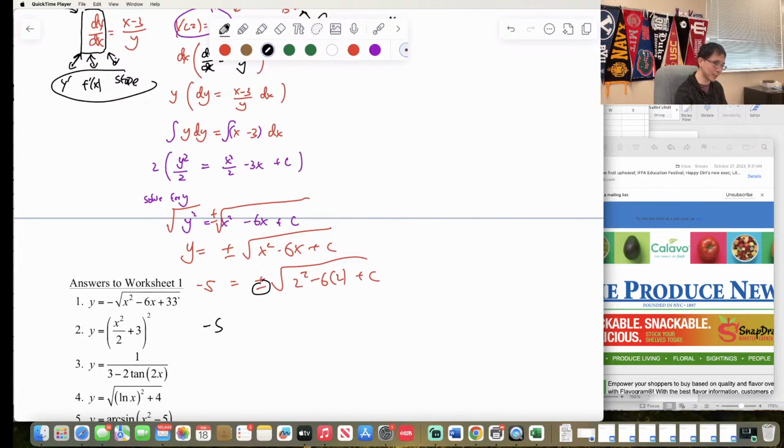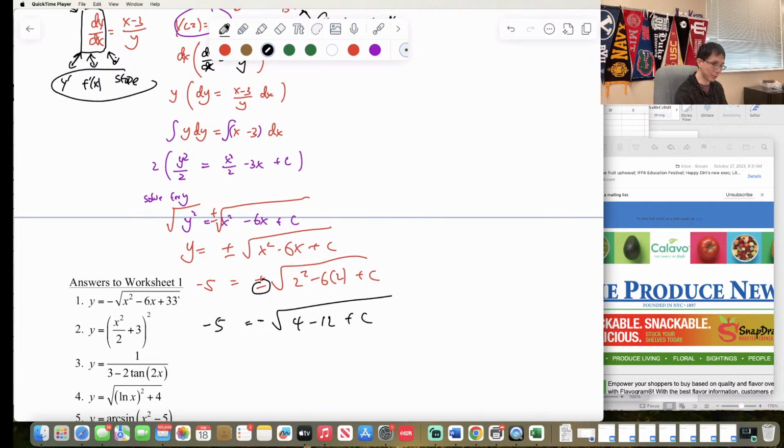So I'm going to rewrite this. I'm going to say -5 equal to negative 4 minus 12 plus c. And I'm going to choose the negative route. Sorry, forgot about that. I'm going to get c by itself, so I'm going to square both sides. Once I square both sides, I'm going to get 25 is equal to negative 8 plus c. C is equal to 33.